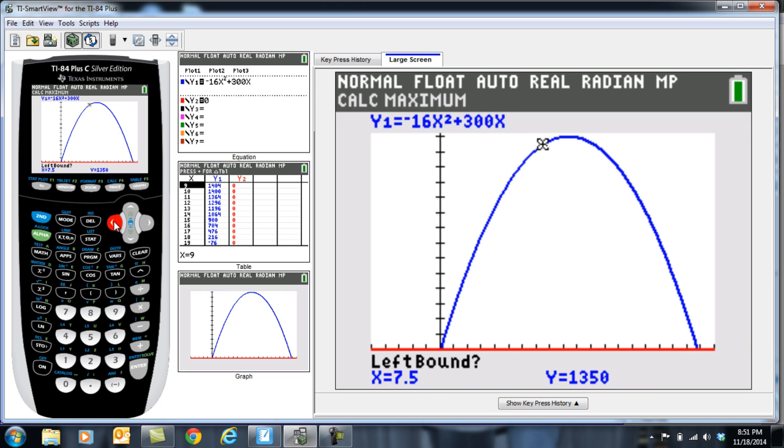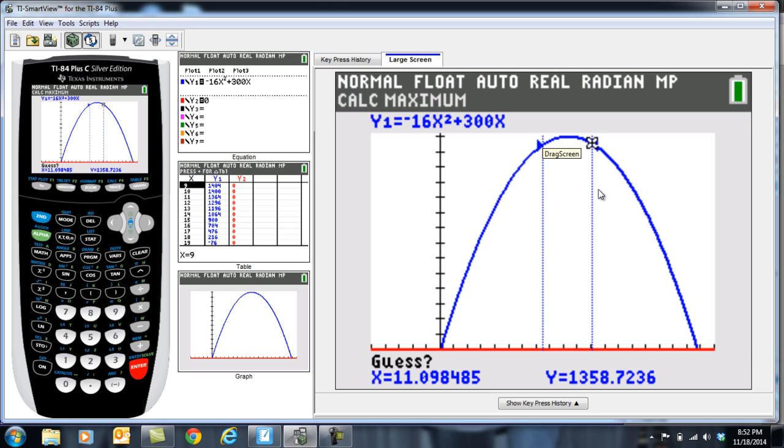Okay, so now my cursor is to the left, and I'm going to hit enter, and you're going to see it drew a line. Yours probably put a little arrow right here. It's the same thing. What it's doing is marking this as the left side. Now it says right bound, so it wants you to move your cursor to the right side of the vertex. There's my little arrow right there. I'm going to move my cursor so it's on the right side of the vertex. About right there looks good, and I'm going to hit enter again, and you see it's drawn the line. So now it's marked. It's telling the calculator the maximum is somewhere between this point and this point.